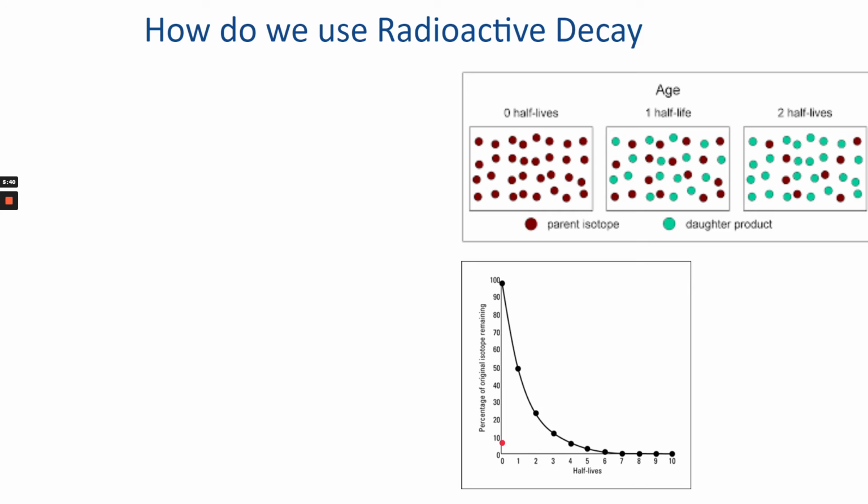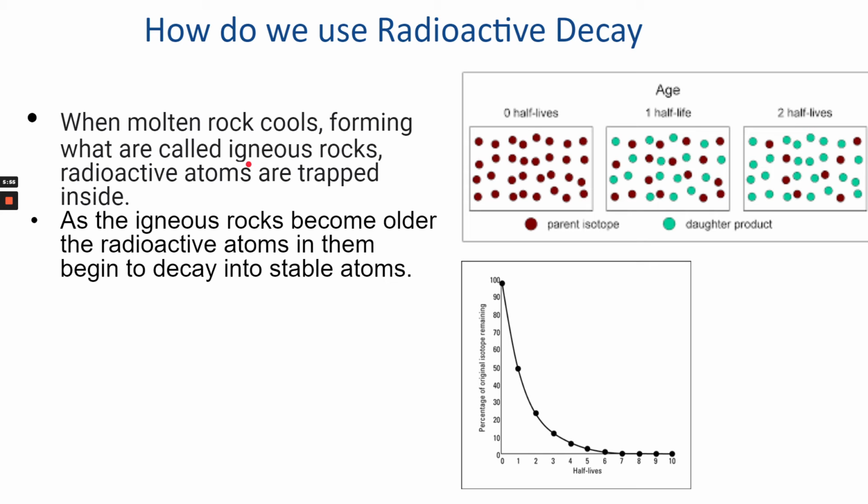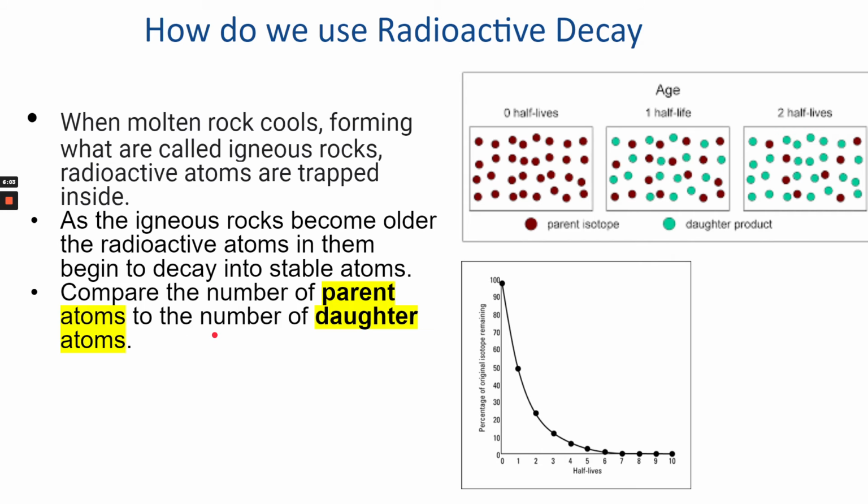So when we think about how we use this process, when igneous or molten rock cools, so igneous rocks are made of magma or lava, depending on how they form, radioactive atoms are trapped inside. So as these become older, those radioactive atoms begin to decay into stable atoms, because remember, radioactive atoms cannot stay the way they are. They're unstable and they have to change.